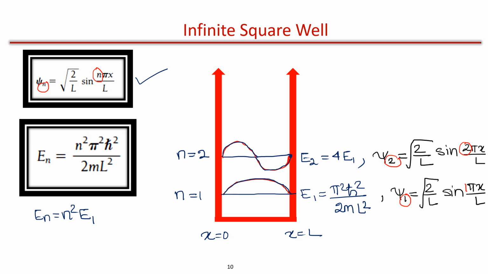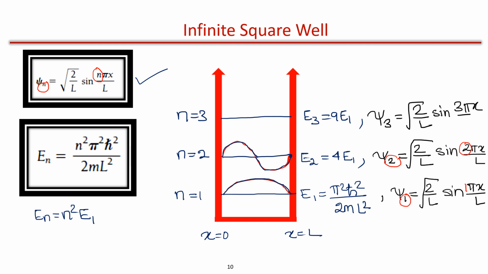Now, for n is equal to 3, E3 will be equal to 9E1 and the wave function will be root over 2 by L sin 3 pi x by L and so on. So the wave function will look somehow like this.